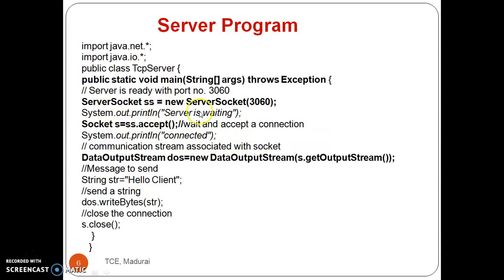And then we can have some print statement by using System.out.println: "Server is ready to receive," etc. Then we need to create another socket. This is for a client, because this socket is the client side socket. Why are we using a client socket at the server side?